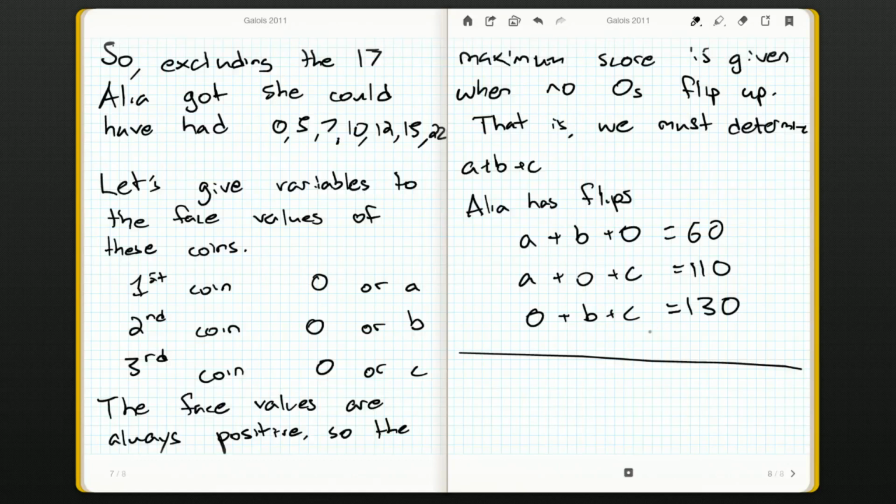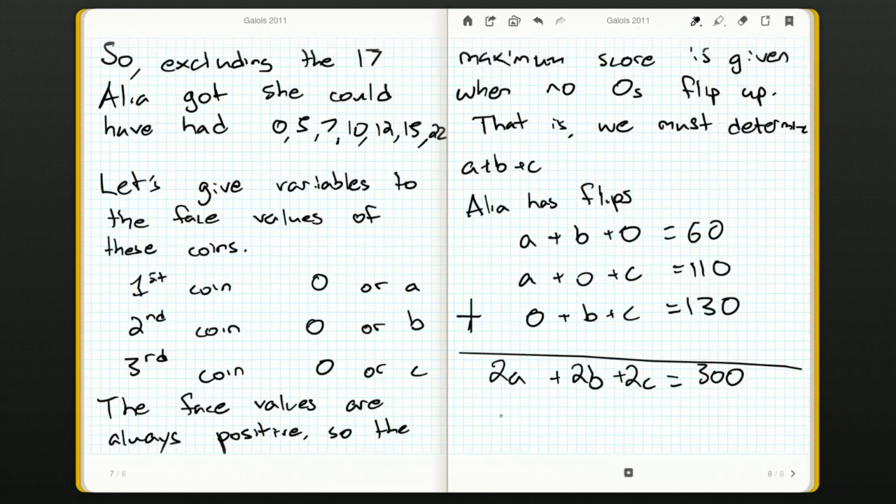I have 3 equations. Each of them uses an A once, and a B once. A is used twice, B is used twice, C is used twice. My instinct is to add them up. Okay, so I'll get 2 A's plus 2 B's. We just add the equations. Plus 2 C's, and then we have to add up over here. So that's 60 plus 110 plus 130, and that's going to give me a total of 300.